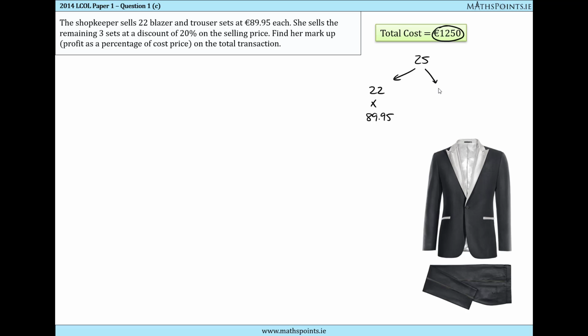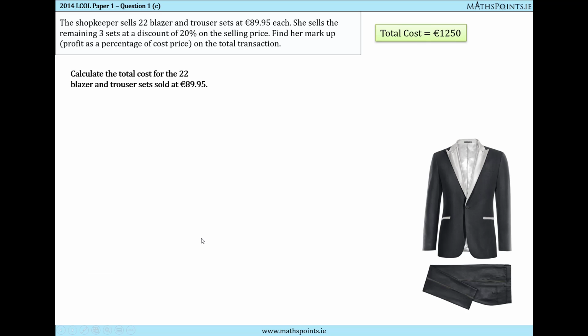The other 3 sets were sold at a discount. And so we're going to have to find out how much they were sold for. We'll find the total amount of sales that this shopkeeper had, and then we'll find out the profit, and we'll be able to use then the markup formula at the end. So let's go and do all that. So let's start by doing the simple bit. He sold 22 of the sets for €89.95, and so he made €1,978.90 on the 22 sets that he sold at full price.